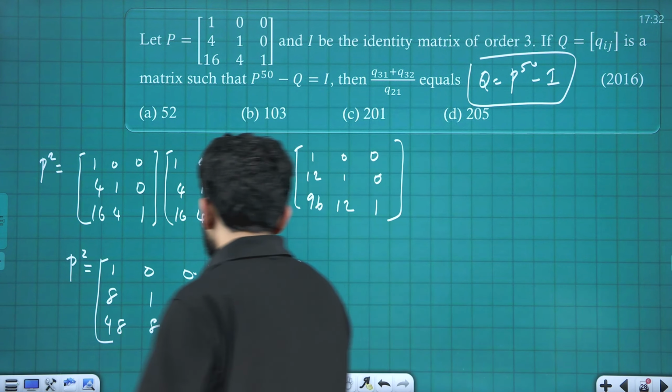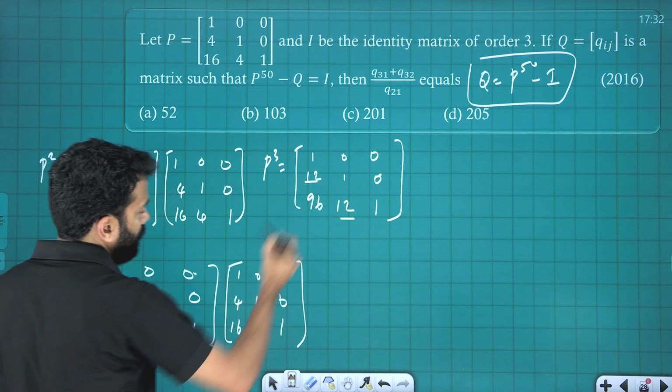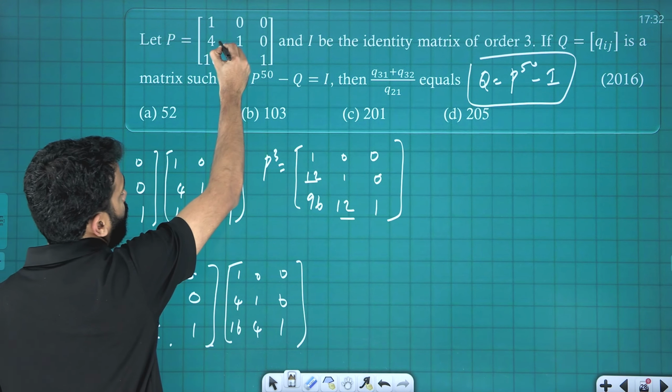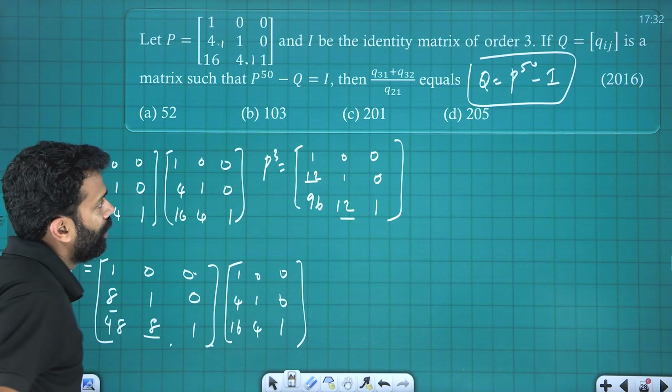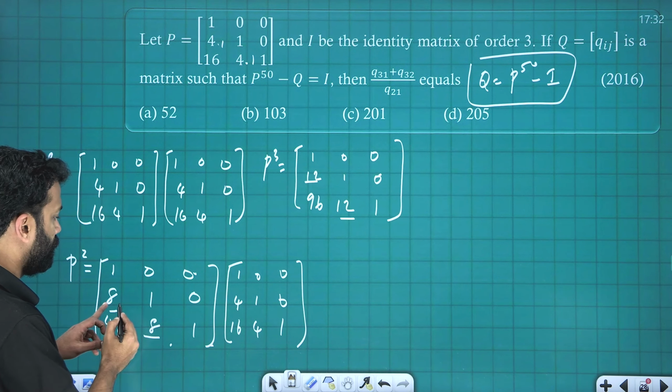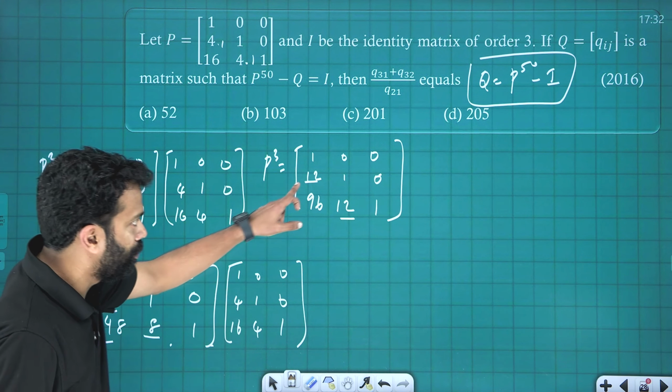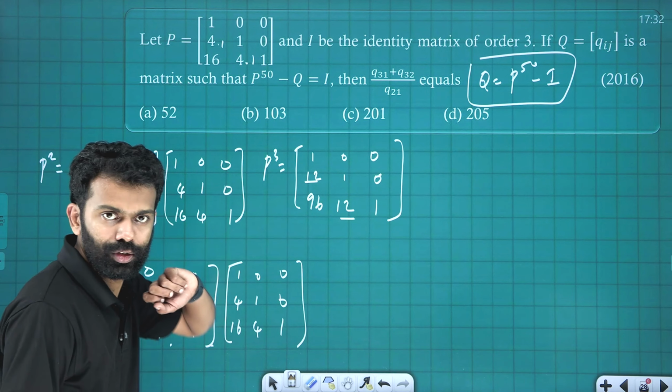So, positive changes, right? This element and this element are changed according to the power of P, right? For P it is 4 into 1. And for P square it is 4 into 2. Here also 4 into 2. And for P cube it is 4 into 3. And here also 4 into 3.